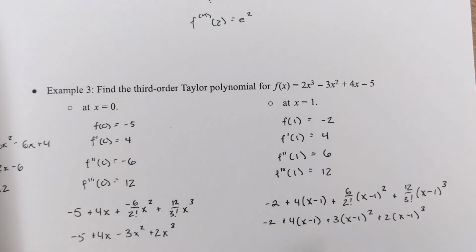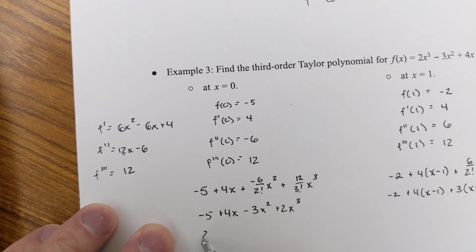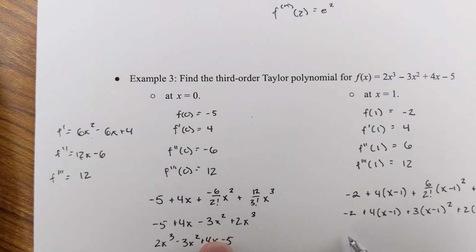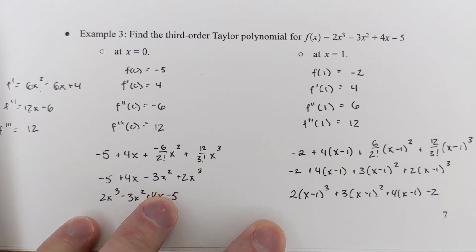Typically, you flip the orders on both of these because you want them in descending order. So this one would actually originally be 2x cubed minus 3x squared plus 4x minus 5, which is exactly what we had before. This one would be 2x minus 1 cubed plus 3x minus 1 squared plus 4x minus 1 minus 2. If you actually wrote it in the correct order.